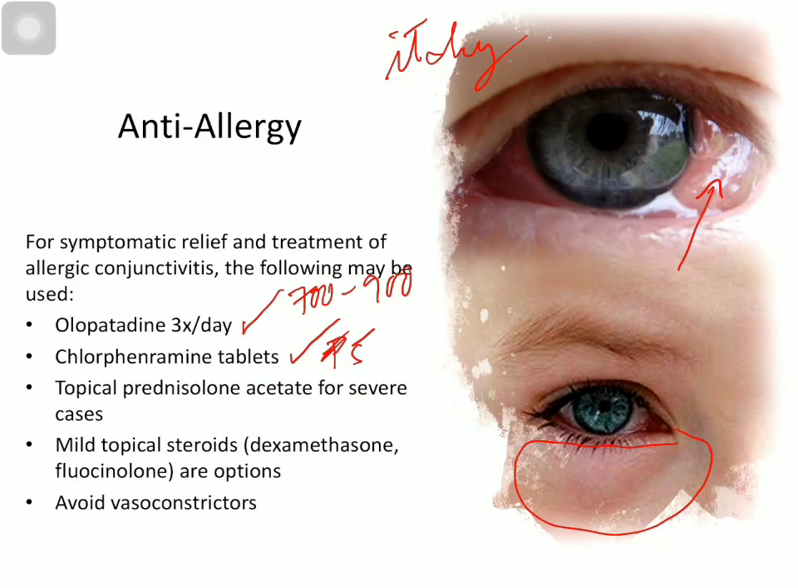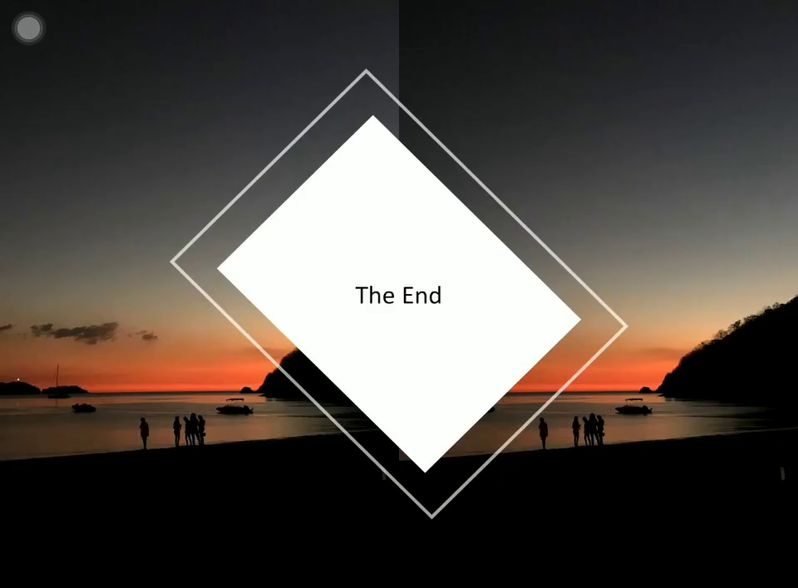For very severe intractable cases, you may want to prescribe steroid drops also. However, the standard is for patients who experience regular allergic conjunctivitis, you may prescribe olopatadine 3 times a day. Mild topical steroids can also be used, such as your dexamethasone and fluocinolone, but as I told you, if there's prolonged use, this can result in glaucoma. Please do avoid vasoconstrictors in treating your allergic conjunctivitis.